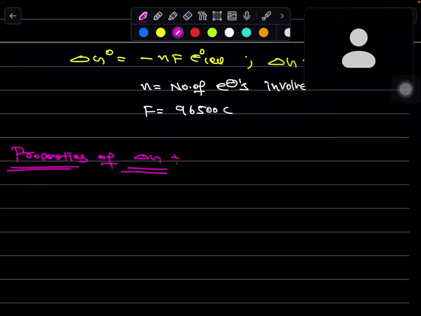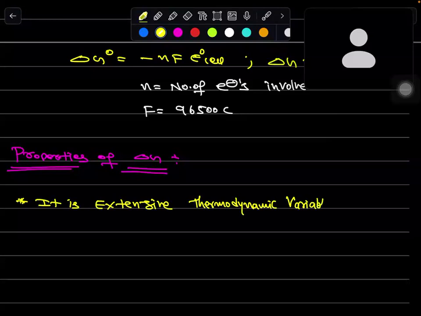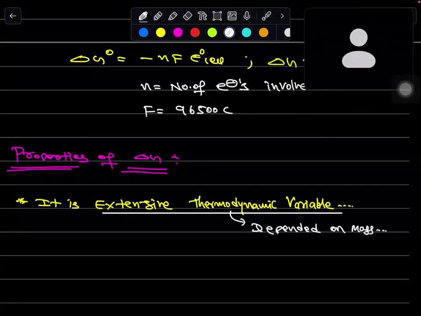In this property, sir, the first one is: it is an extensive thermodynamic variable. So what is an extensive thermodynamic variable? Which depends on the mass, right? Intensive thermodynamic variable means independent of mass. Extensive thermodynamic variable means dependent on mass. Okay, first property.